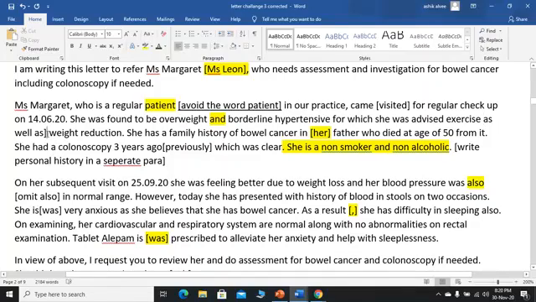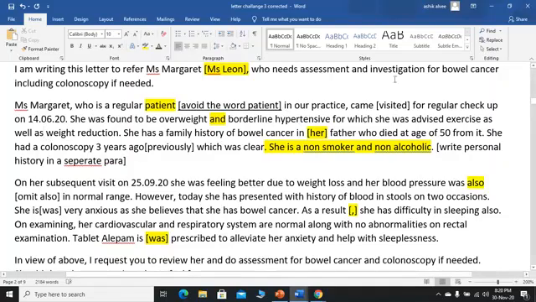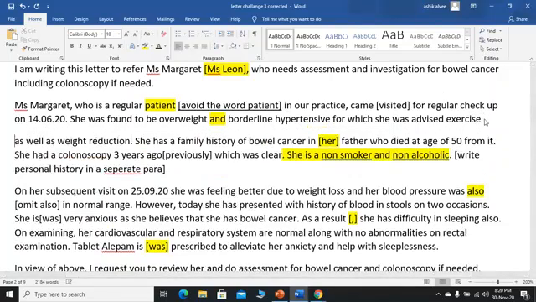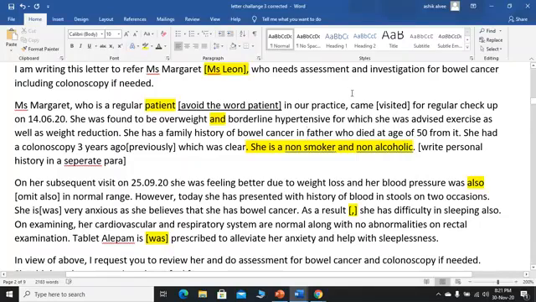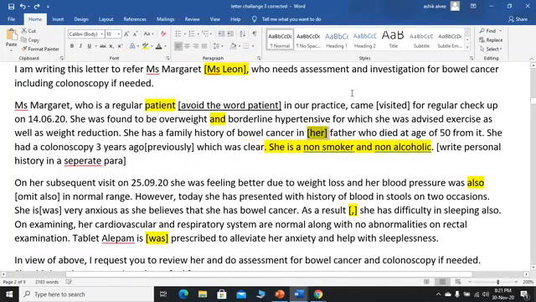As well as weight reduction. She has a family history of bowel cancer in father. Now the writer who wrote this letter wrote just "in father". Okay, in father. So you have to put "in her father, who died at the age of 50 from it."